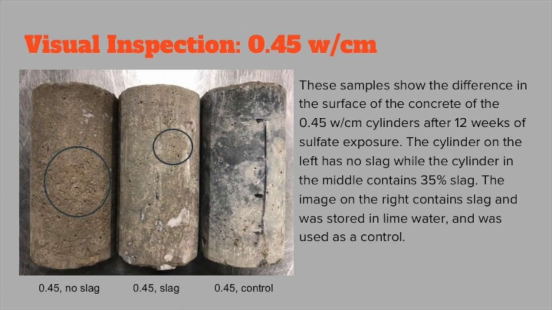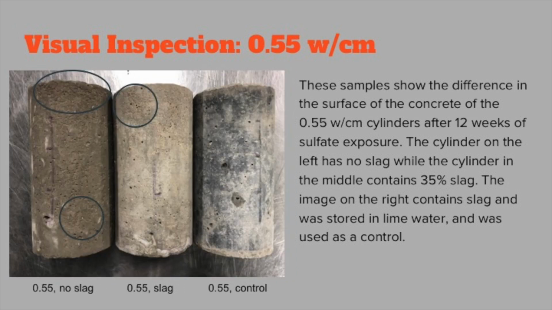So here's our samples. This first one is a visual inspection of the 0.45 water cement ratio. So you can see the sample on the far left has no slag in it, and there's quite a bit of surface damage. There's a big circle there showing the worst spot, really. And then the 0.45 that contained slag that was stored in the sulfate solution has a small amount, but not nearly as much as the cylinders that did not have any slag in it. And then on the right, we have the control, which was stored in the lime water. It has no surface damage at all.